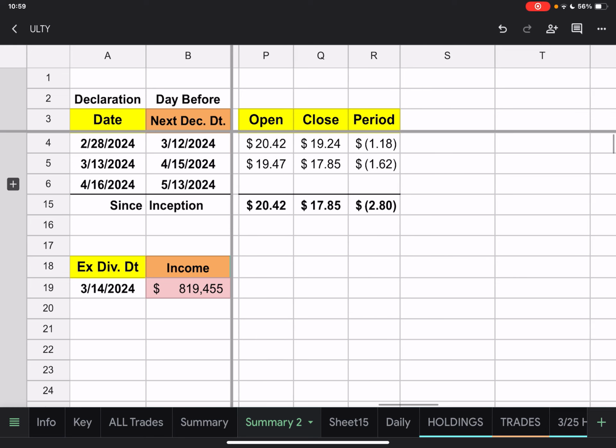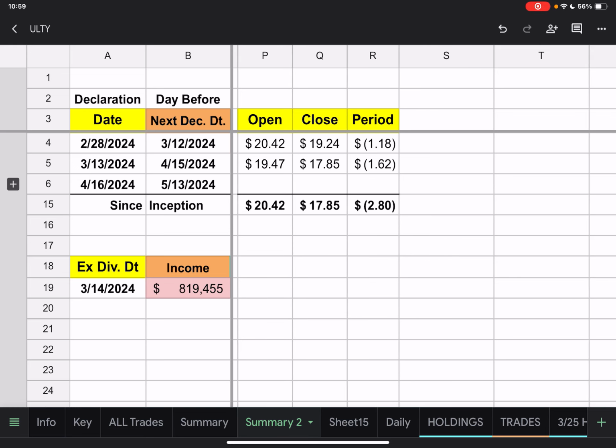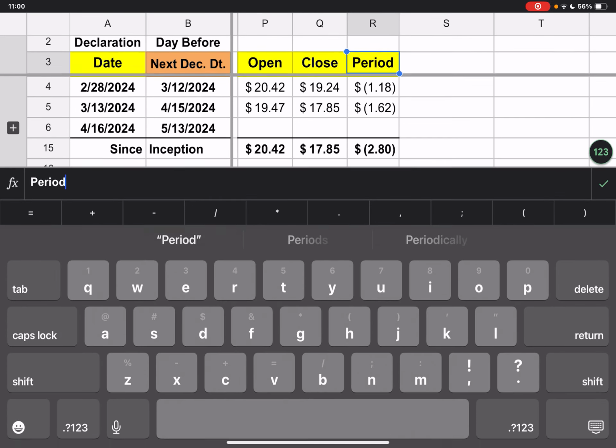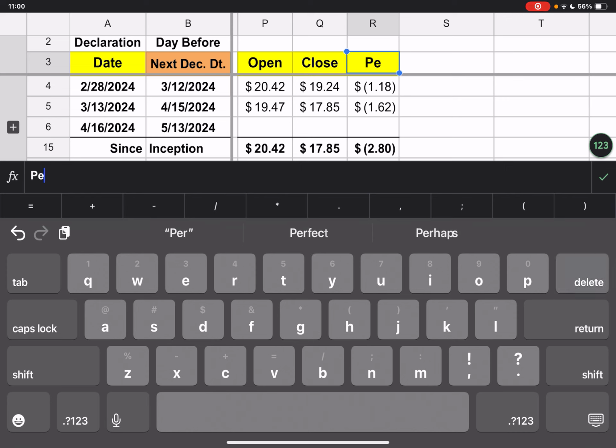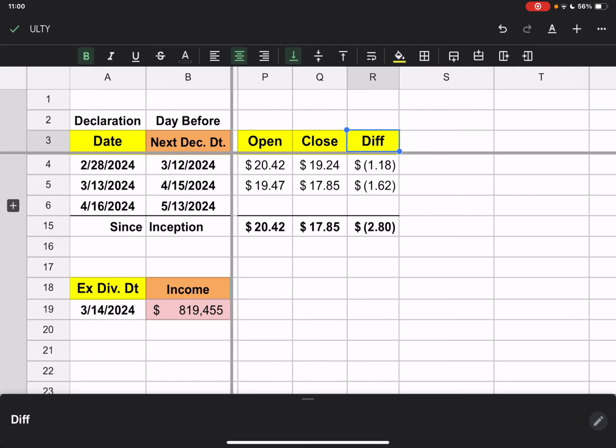Then down here, I added the open and close. I don't know why I put the period there. We'll put difference. Probably because I had a column. I put 2 columns there, and then I deleted one when I decided to do it a different way.